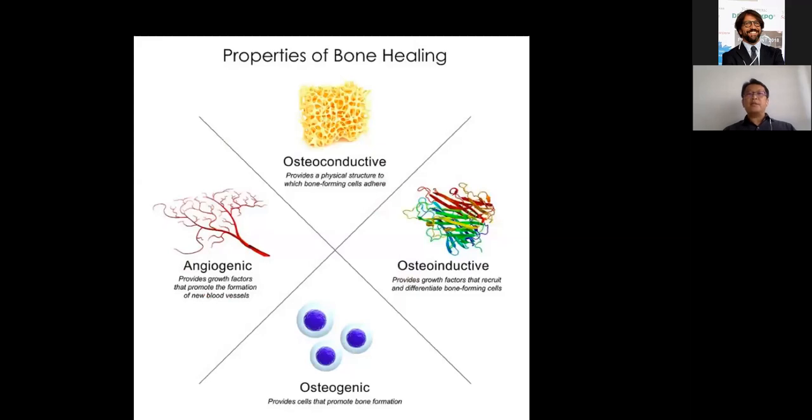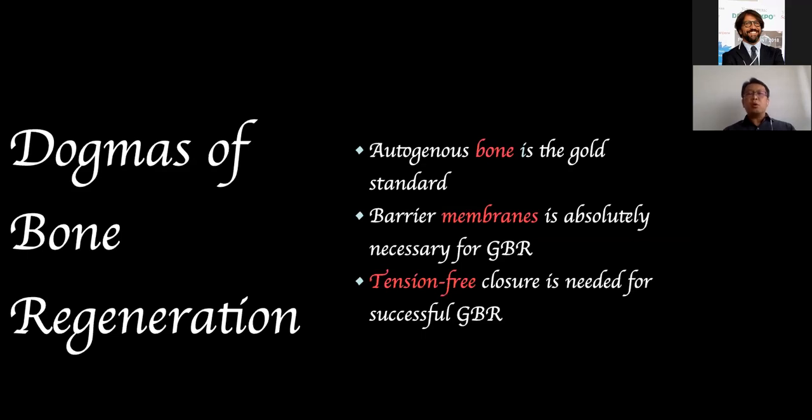We all know that the property of bone healing requires all this already. So what we have been told all these years is that autogenous bone is the gold standard. Barrier membrane is absolutely necessary for GBR. And you definitely need a tension-free closure with no early flap opening for successful GBR. I think many of us who are listening to this right now perhaps share the same view. And I held this concept for many, many years until I decided to read literature that is not dentally related. And it started to change my mindset. And I will share with you some of this literature along the way.